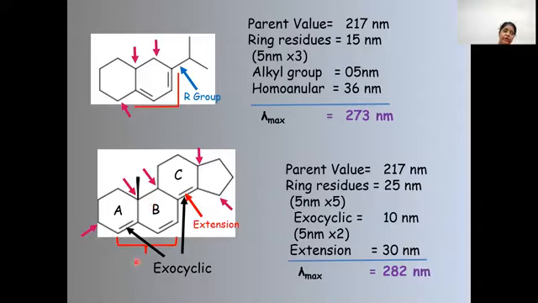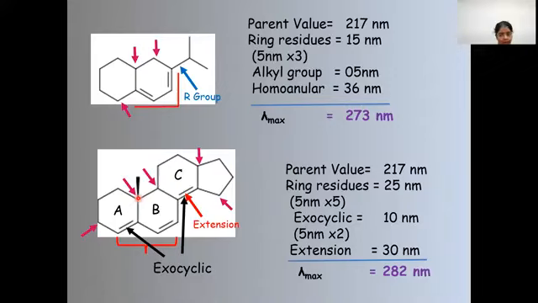Next, here 3 double bonds are in conjugation. Obviously, one will be present as extension of conjugation. Suppose we mark these 2 double bonds as the parent molecule. 1, 2, 3, 4, this is the diene molecule. For the parent molecule, parent value is 217 nanometer. First we count the ring residues. With this double bond, this is the first ring residue. With this double bonded carbon atom, this is the second ring residue.